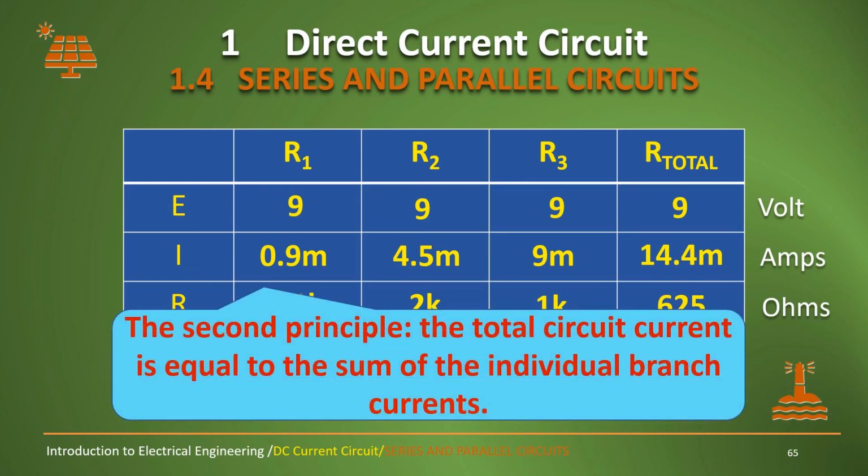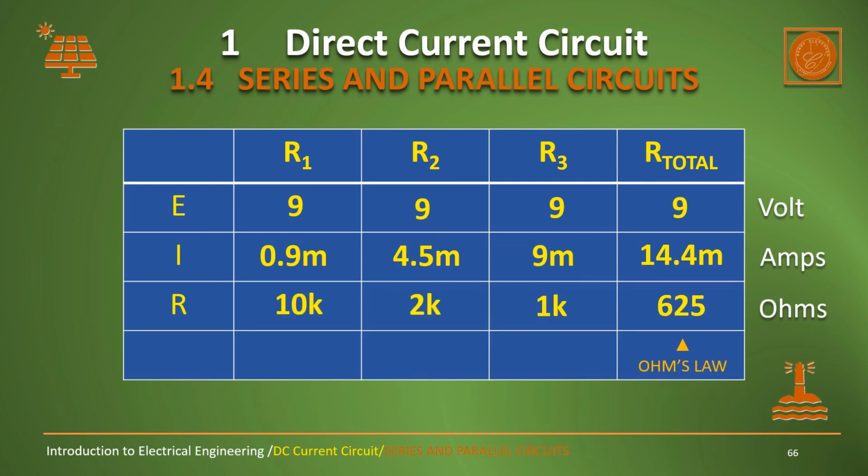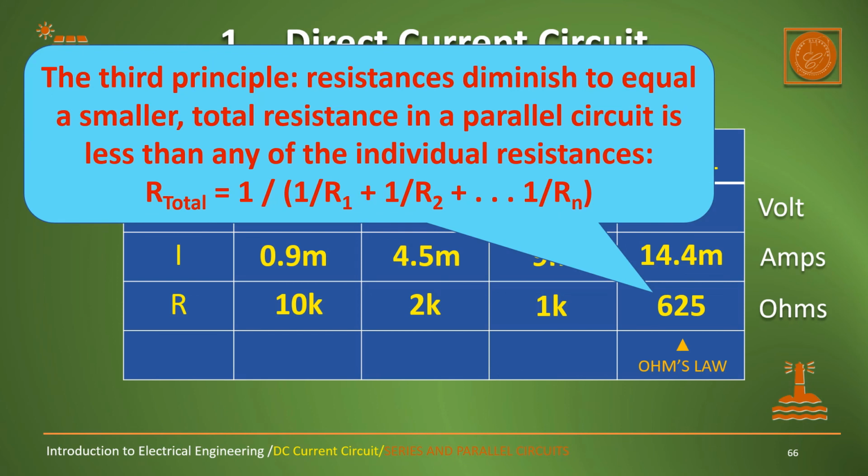The second principle: the total circuit current is equal to the sum of the individual branch currents. This is the total current. So this number is equal to the sum of those individual branch currents, 14.4 is equal to 0.9 plus 4.5 plus 9. The third principle: resistance diminishes to equal a smaller total. Resistance in a parallel circuit is less than any of the individual resistances.